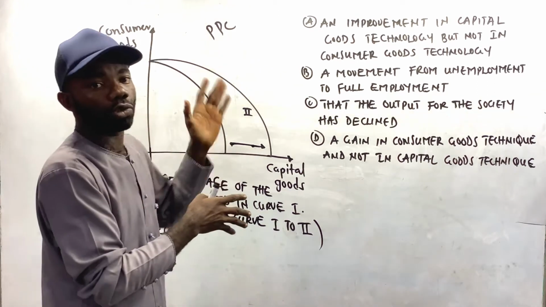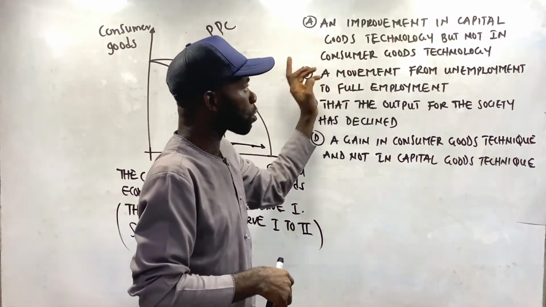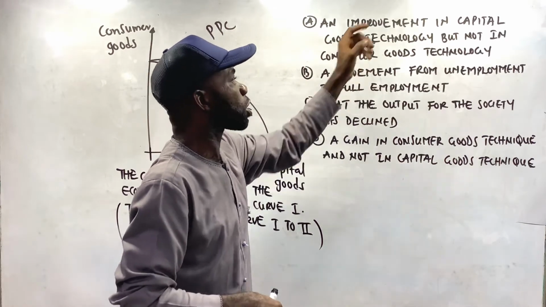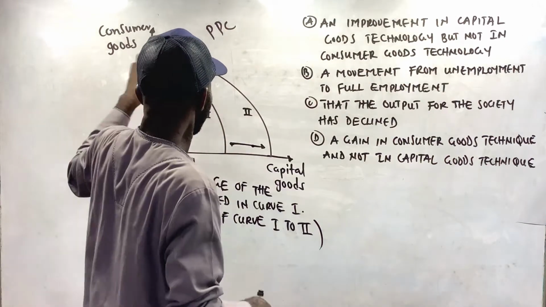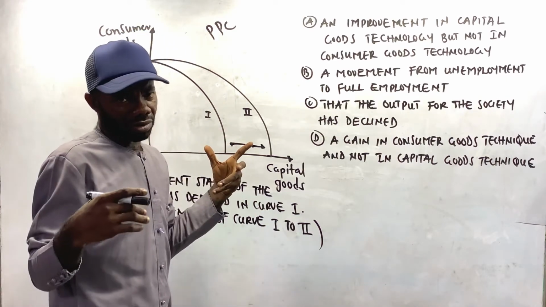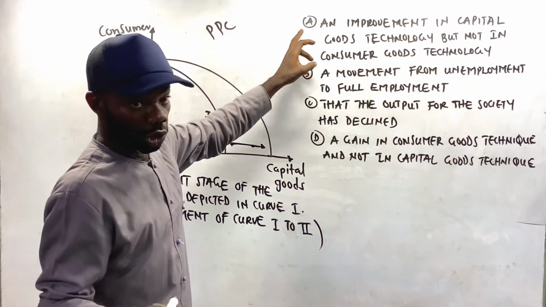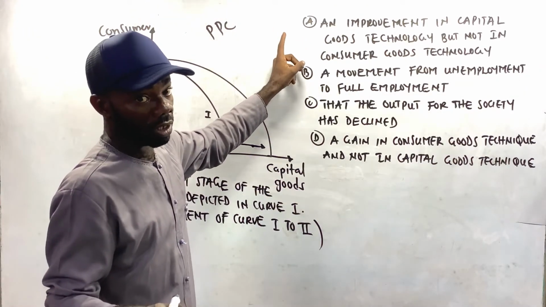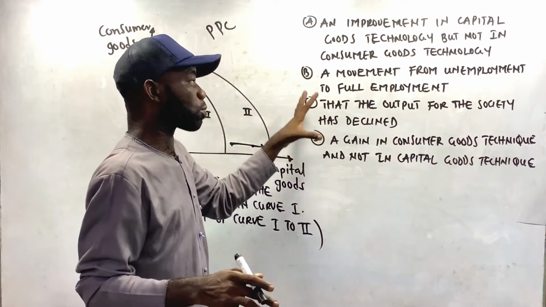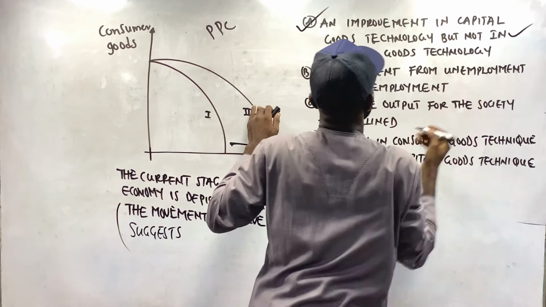Take that idea to the options. Option A says an improvement in capital goods technology, but not in consumer goods technology. That's perfectly correct. For questions where you do not have much time, in 10 seconds you can actually do this and move to the next question. But because we want to help you understand why others are not correct, let's just consider. So this is your correct answer.